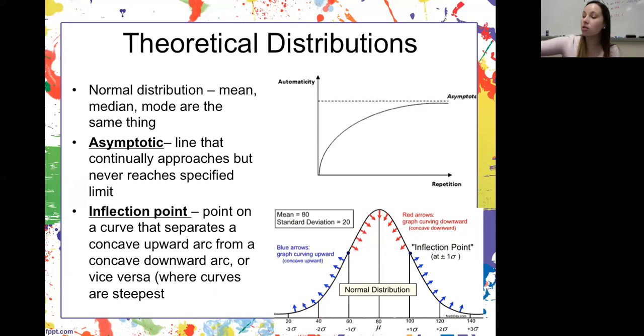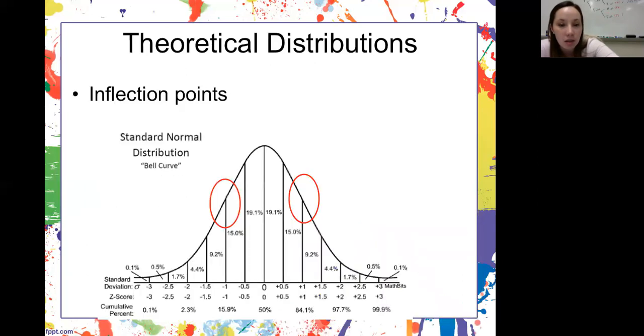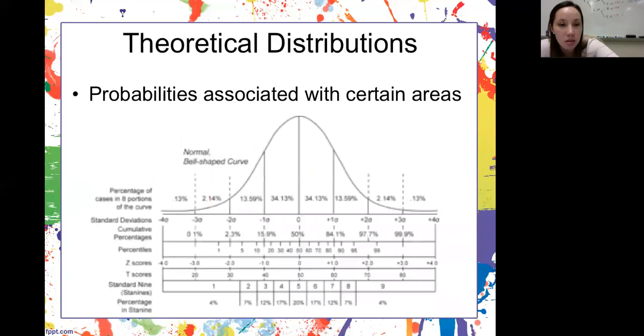And the normal curve also has an inflection point, and that's a point on a curve that separates a concave upward arc from a downward one. So this is our inflection point here. Again, these are just some descriptive terms that are not super important, but might be helpful for the quiz. Another picture of inflection points. Again, here's our normal curve with our probabilities associated with it.